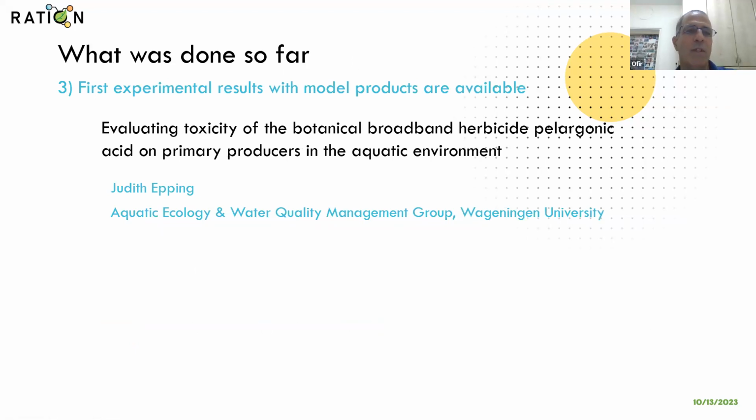So the third thing that we've done is first experimental results with model products are available. The experiment that we already have a primary result from is evaluating toxicity of the botanical broadband herbicide pelargonic acid on primary producers in the aquatic environment. This experiment is performed by Judith from Wageningen University, and I'll show you some of the first results.